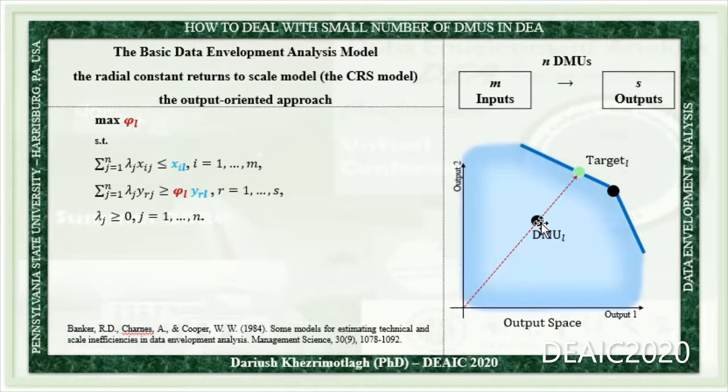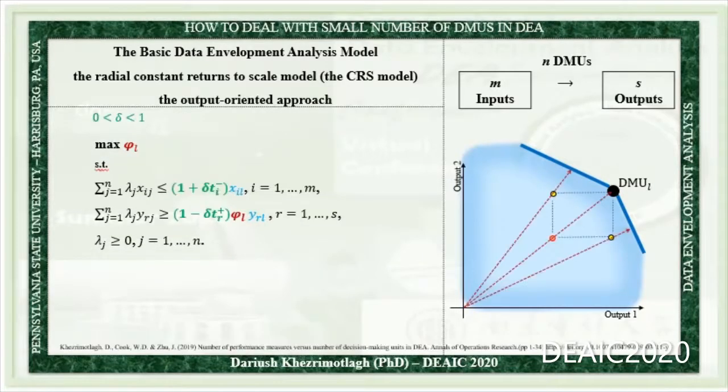For an inefficient DMU in the output space, we can radially improve the outputs of DMU L to reach the frontier to become a best practice DMU. As can be seen from the model, the optimal objective shows us the possible increase in output values at the level of input values. When a DMU lies on the frontier, phi star is equal to 1.